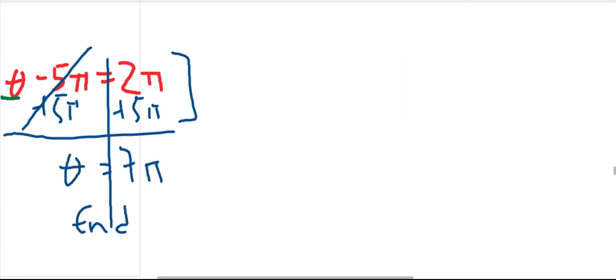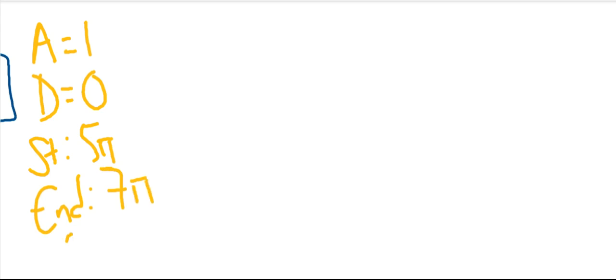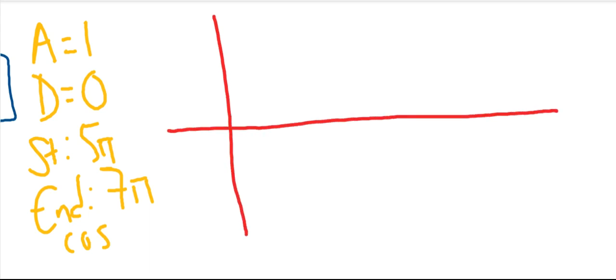So let's do this here. A was equal to 1. The midline was 0. It did not move. The start was 5 pi, and then the end was 7 pi. We are working with cosine. Notice how my x-axis is really long because I'm going to have to go out to 5 and 7.